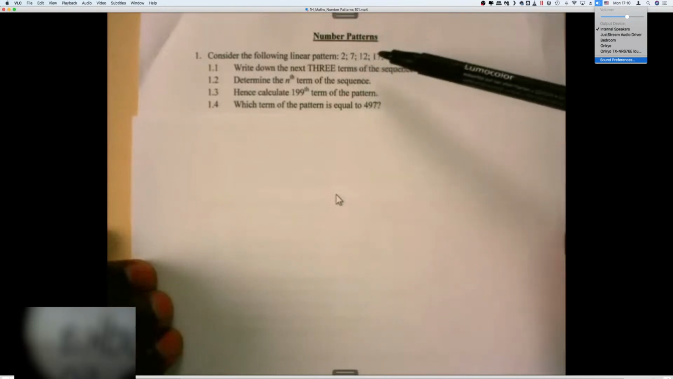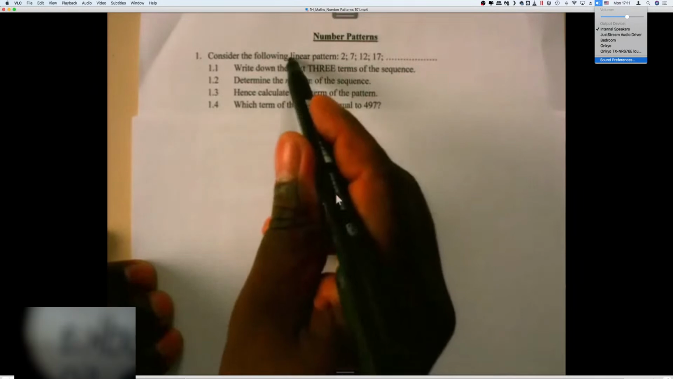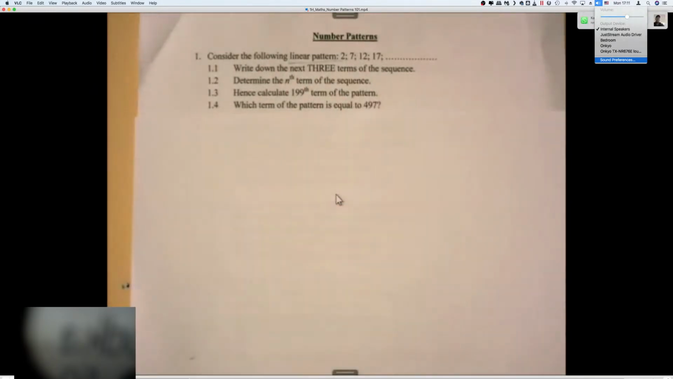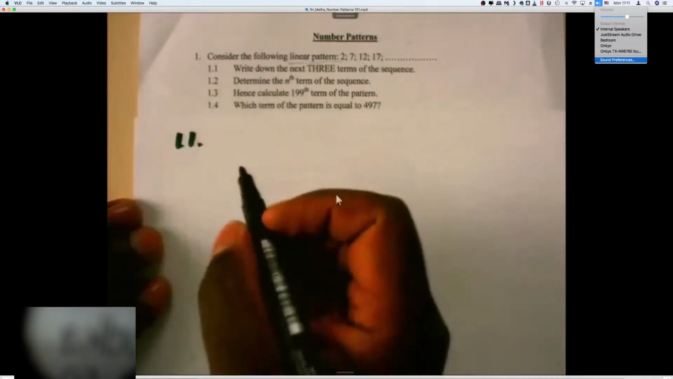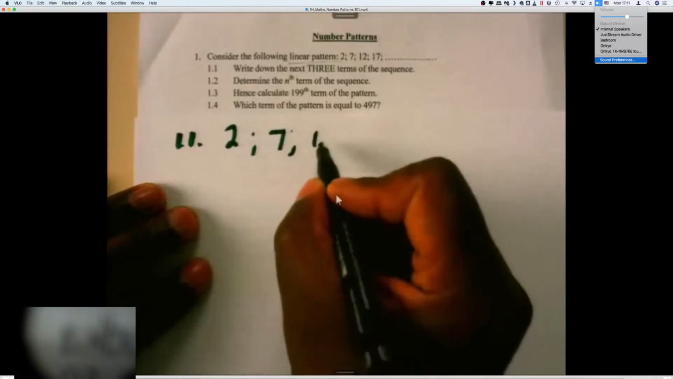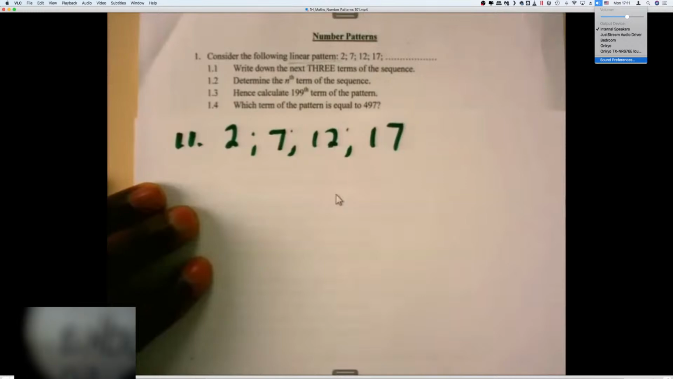7, 12, 17. And it is clearly stated that this is a linear number pattern. It is clearly stated that this pattern is a linear one. So we know for sure that once it is a linear number pattern, then the first difference must be common. Let's check. 1.1. We've got 2, 7, 12, and you also have 17. It's a number pattern. Let's check the first difference.